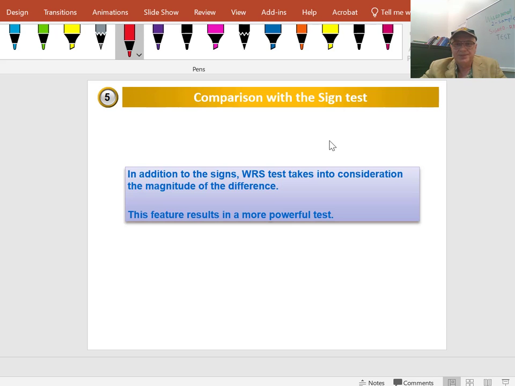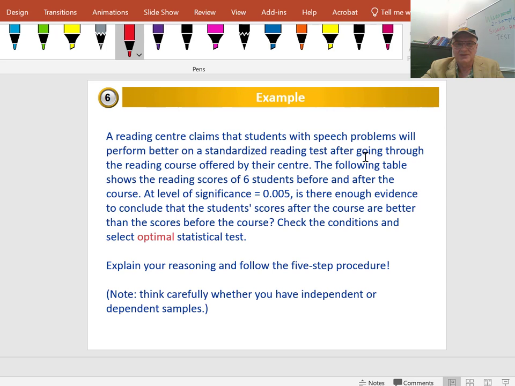Comparison with the sign test. The Wilcoxon test is much more powerful than the sign test because it takes into consideration the magnitude of the differences. For the sign test, remember, it is only important to find the differences: is it plus or is it minus?